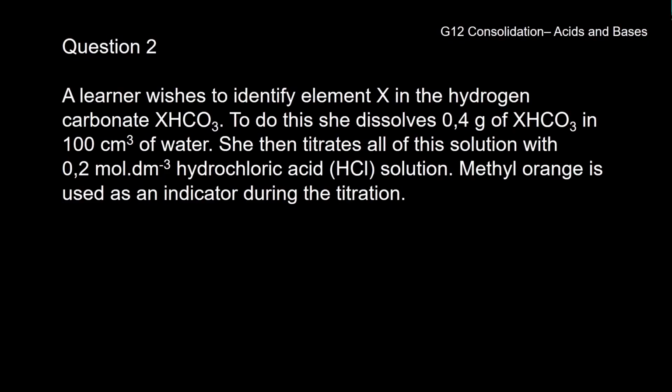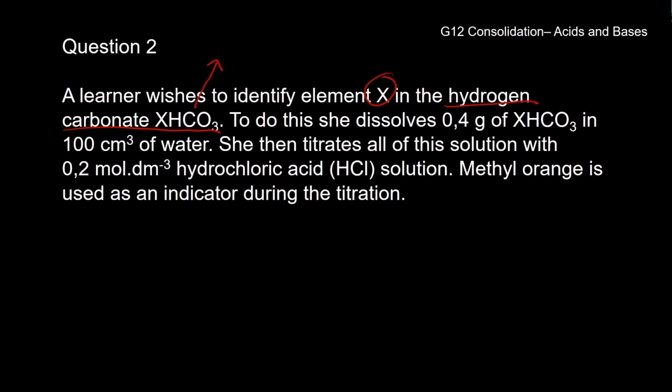So we are given an element X which is unknown. The learner wants to identify what element X is from this compound, XHCO3. We recognize this as a hydrogen carbonate. If we think back to our list from the big ideas, a hydrogen carbonate is going to be a weak base.